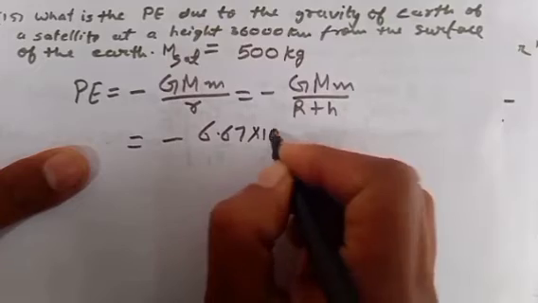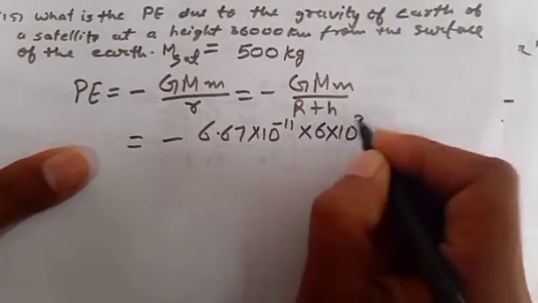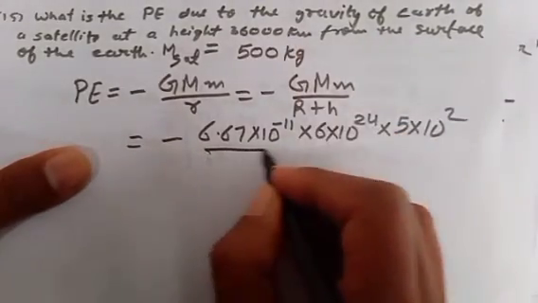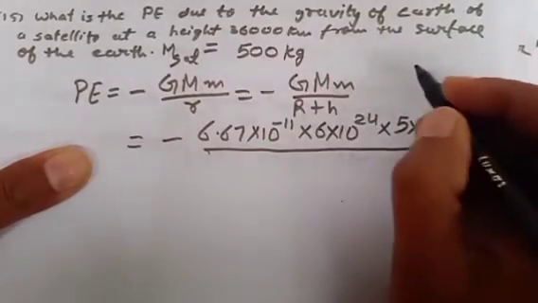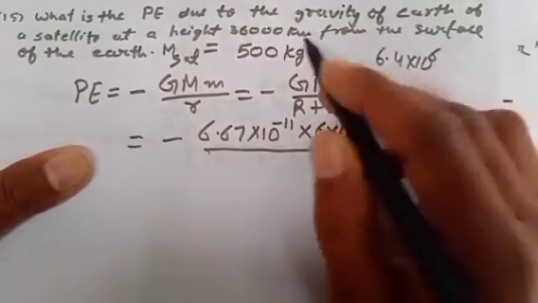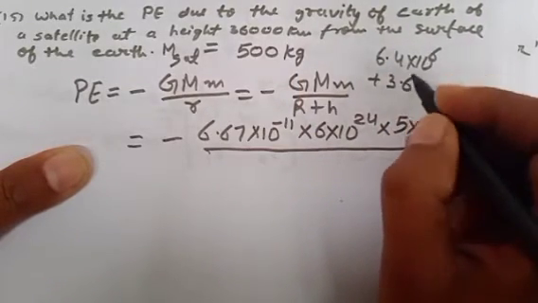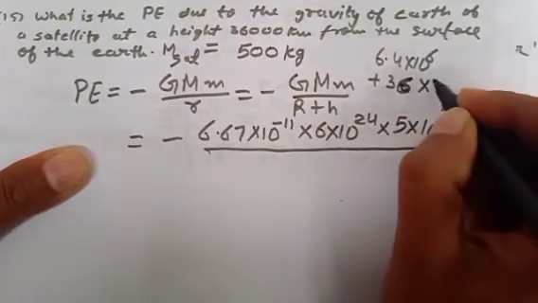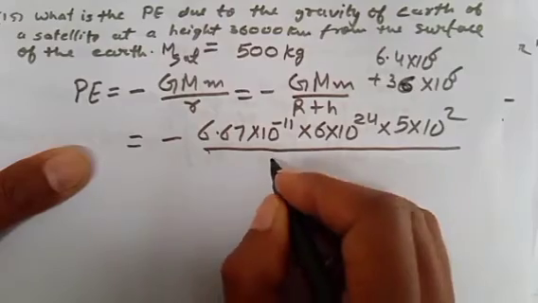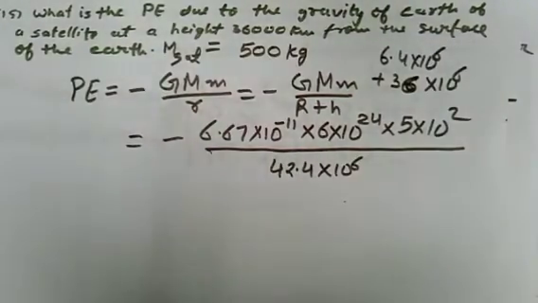It is a traditional numerical. Mass of Earth 6 into 10 to the power 24. Mass of satellite 5 into 10 to the power 2, 500. So R plus H, R plus H अलग से निकाल लेते हैं. R is 6.4 into 10 to the power 6 और ये हो जाएगा प्लस 3.6, no 36 into 10 to the power 6, 3 0 और किलोमीटर के 3 0. So it will be 42.4 into 10 to the power 6.